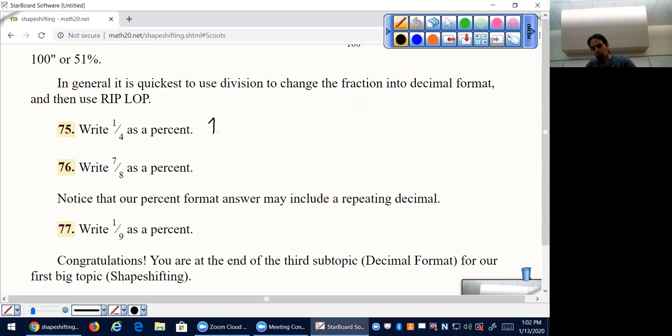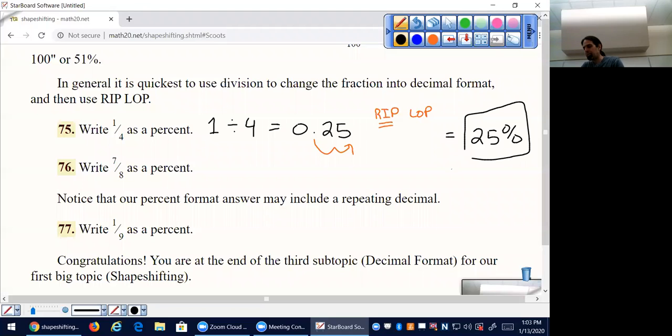So 1/4, 1 divided by 4. Then we're going to RipLop. We're going to go right into percent. And we're done. So we're combining the fraction to decimal that we learned last week, top divided by bottom, and then the RipLop we learned a moment ago.